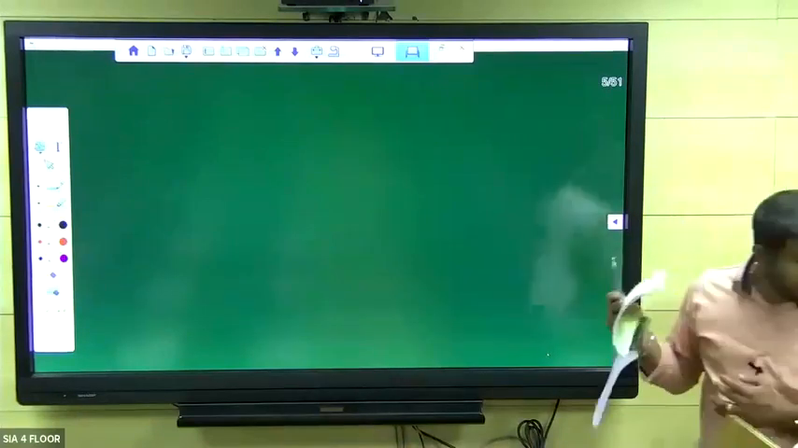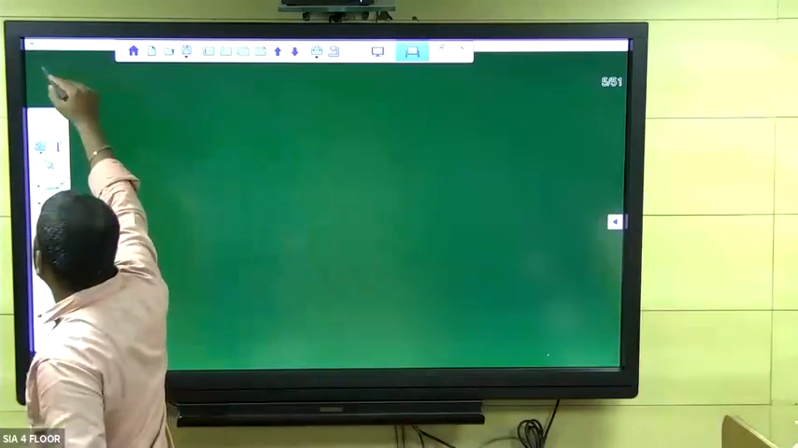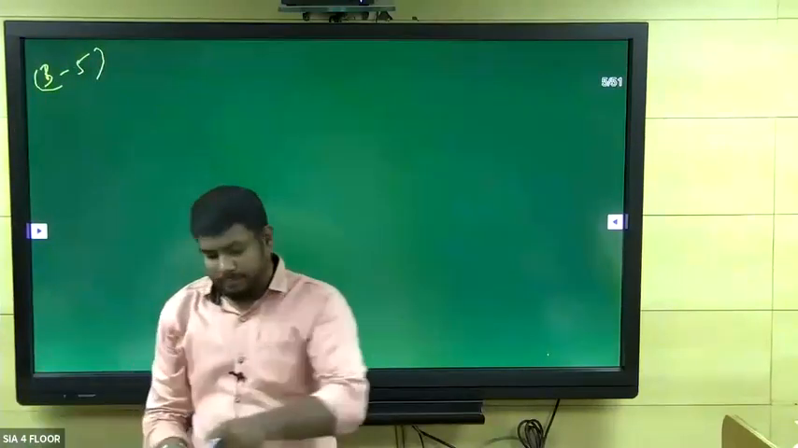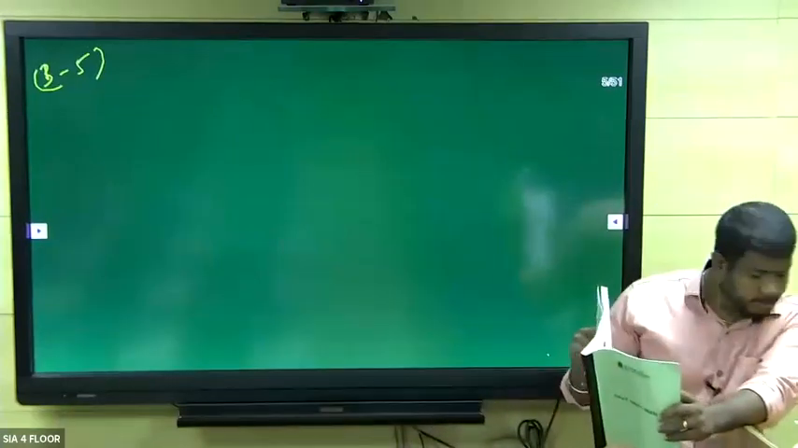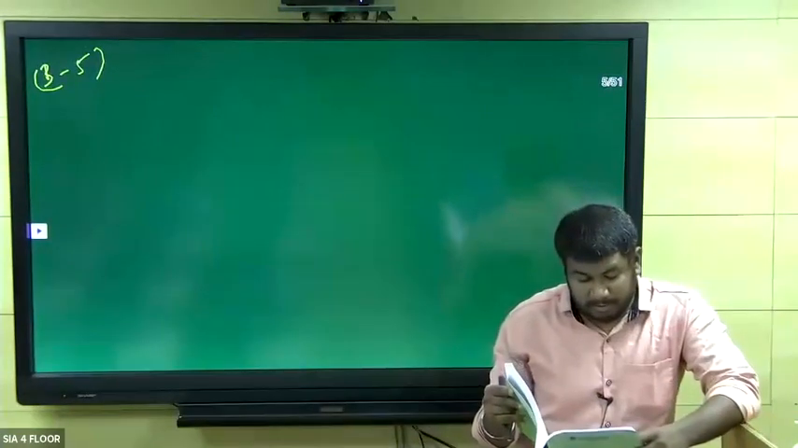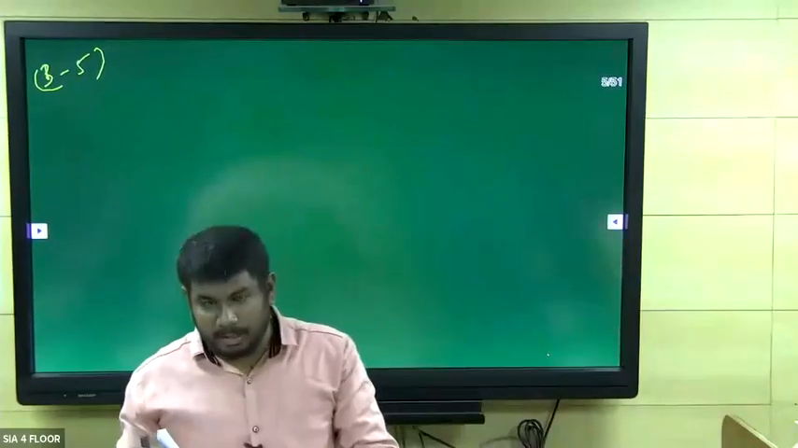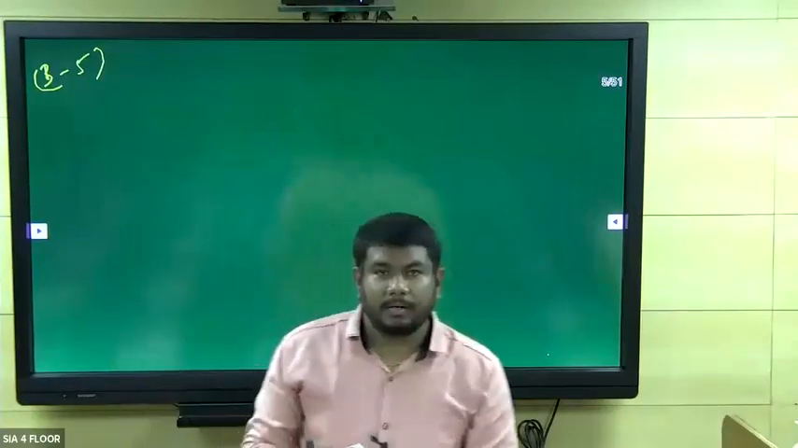Directions 3 to 5. Read the question. These questions are based on the information given below. Four ladies A, B, C, and D, and four gentlemen E, F, G, and H are sitting in a circle.